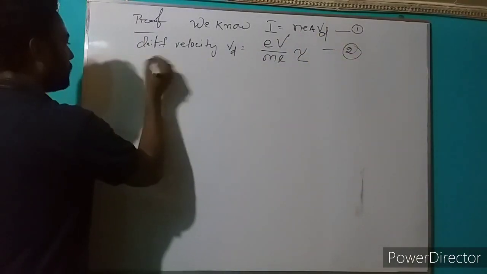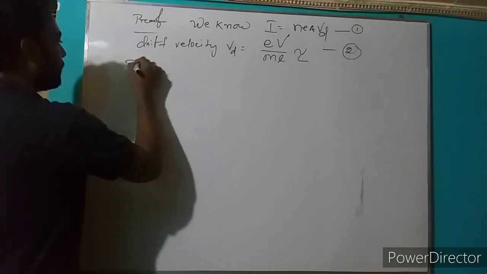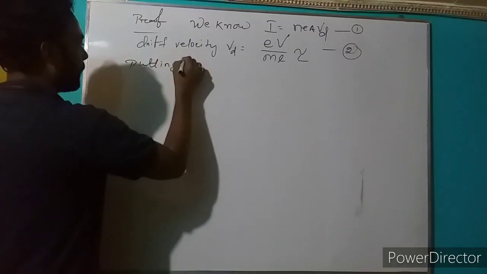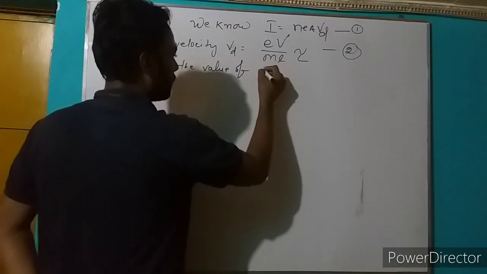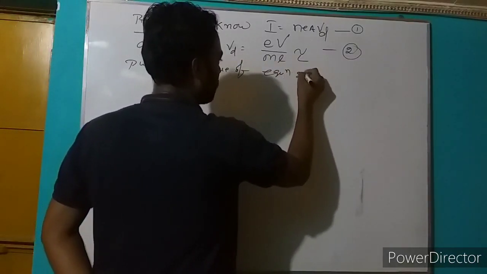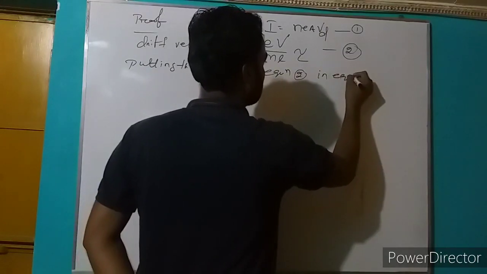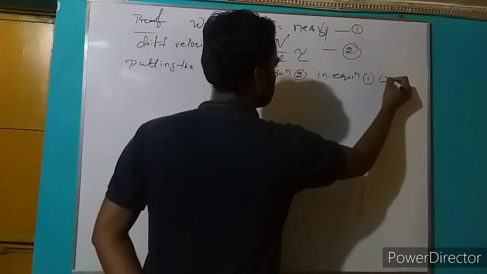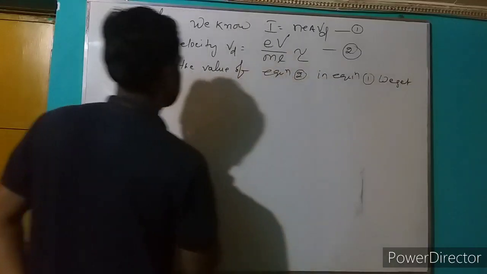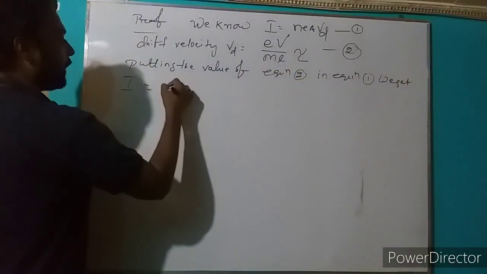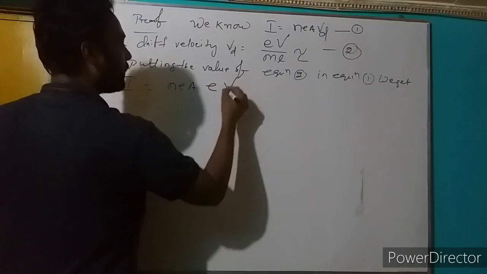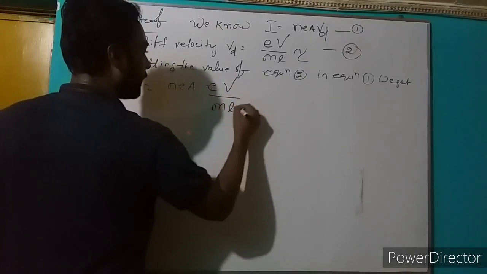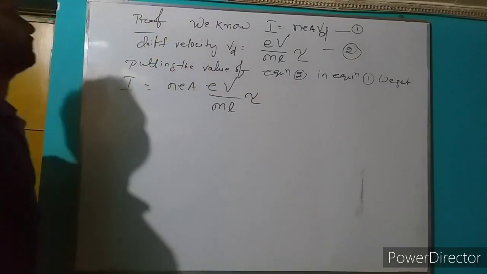So here, putting the value of equation 2 in equation 1, we get I equal to N E A, VD means E V by m l into tau. Clear?